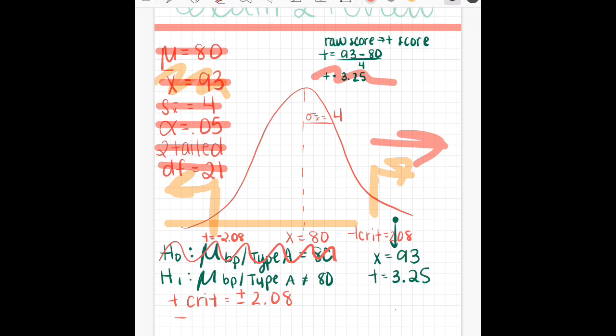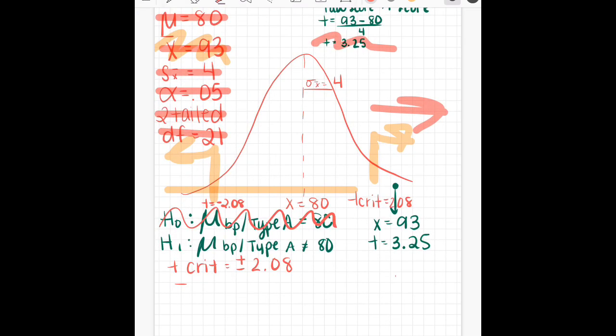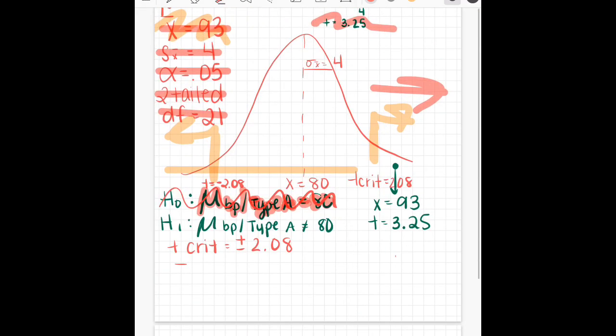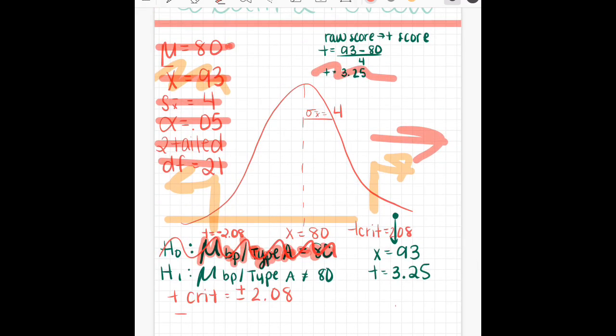So I decided to start out by doing a null hypothesis and an alternative hypothesis, which you kind of got a sneak peek here of what actually ends up being the solution. But we said that the null hypothesis is that the personality type has no effect on the blood pressure. So in symbols, we have here mean blood pressure for type A equals 80, because 80 was the population mean that was provided to us. And for the alternative, we have mean blood pressure for type A does not equal 80.